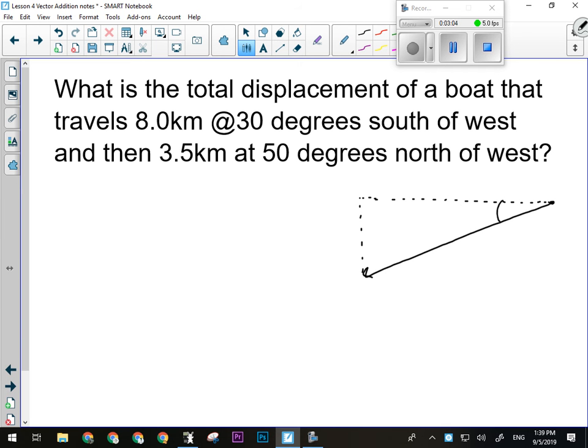All right, so that's going to make a triangle that looks like this. 30 degrees in here. Here's the x, or horizontal component of that. It's going west. Here's the y, or south component of that. Okay? And this side here is 8.0 kilometers.